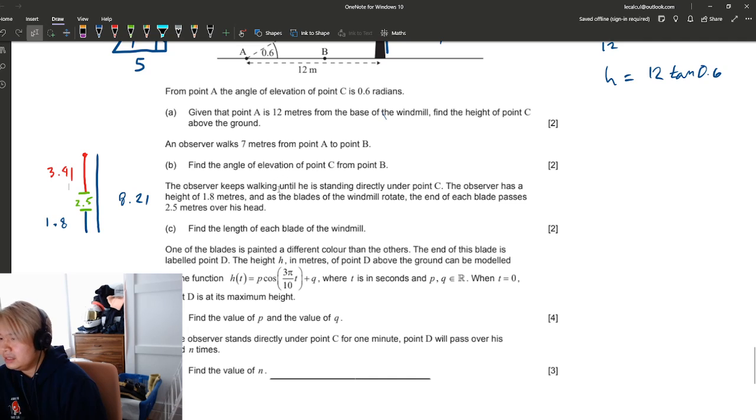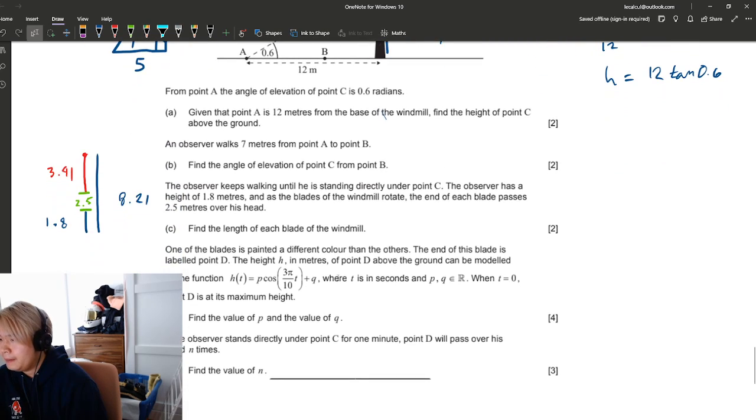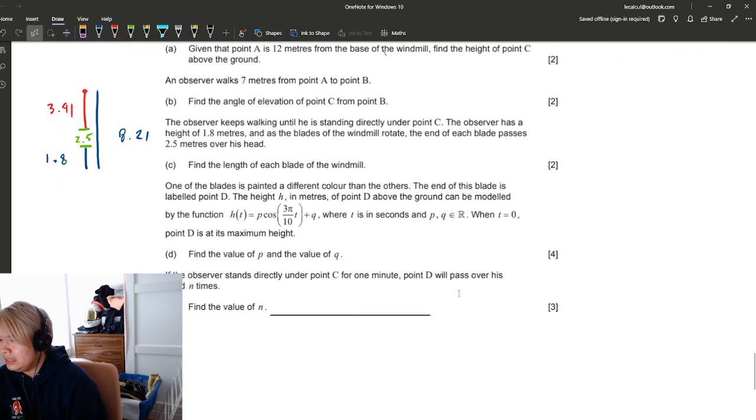Now, one of the blades is painted different. This one is D. It can be modeled in this function, P, Q, whatever. When T is 0, D is at its maximum height. Find the value of P and Q.